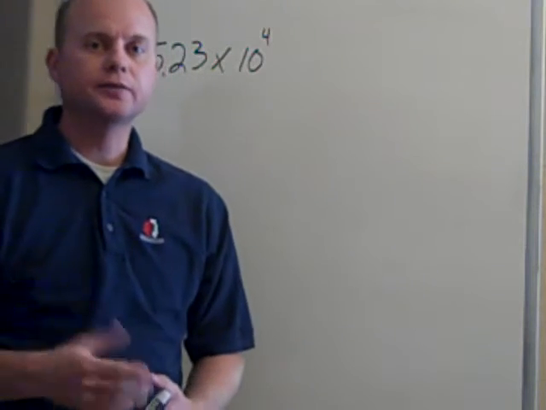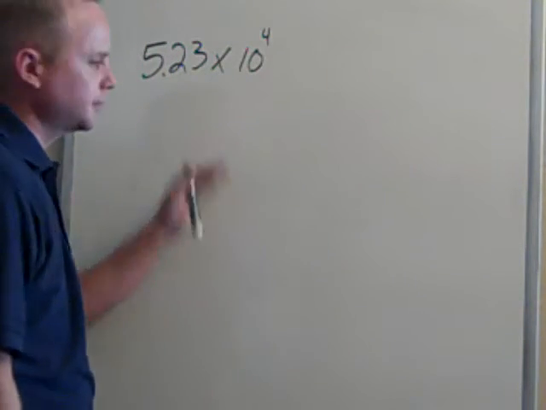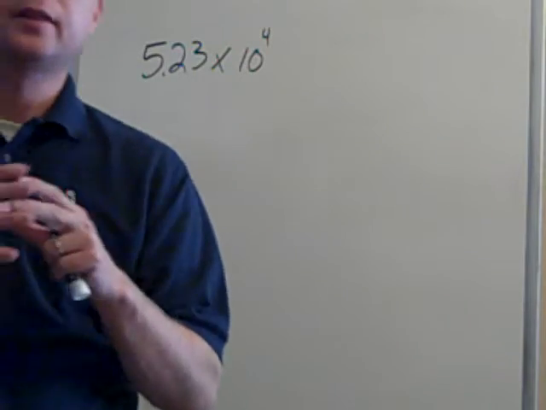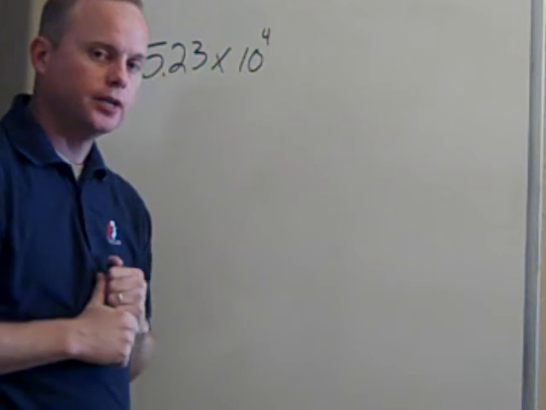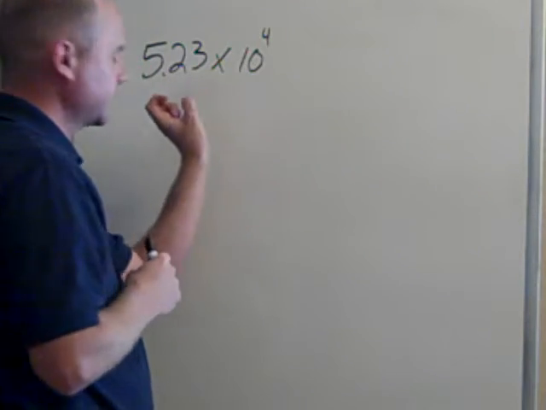Okay, we're going to talk about scientific notation now. In scientific notation, it's a short way of writing things so we don't have to write out all the numbers. This is considered scientific notation right here. This is in its condensed form.